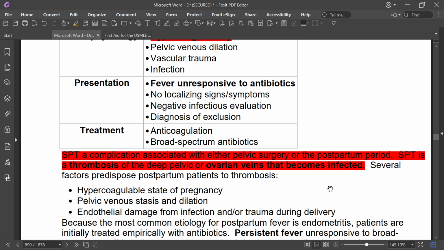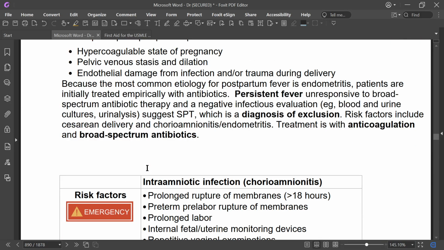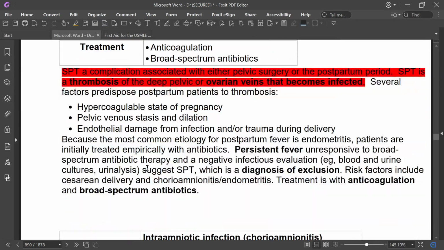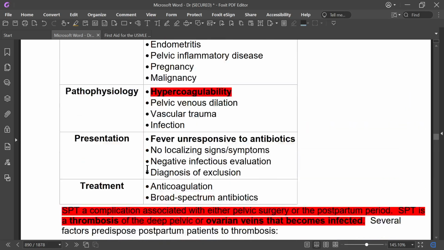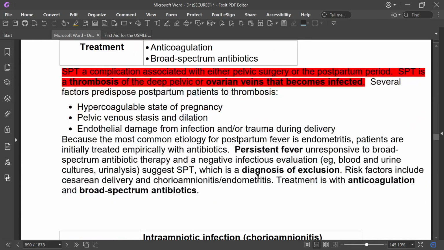Several factors predispose to septic pelvic thrombophlebitis. Treatment is anticoagulation and broad spectrum antibiotics.